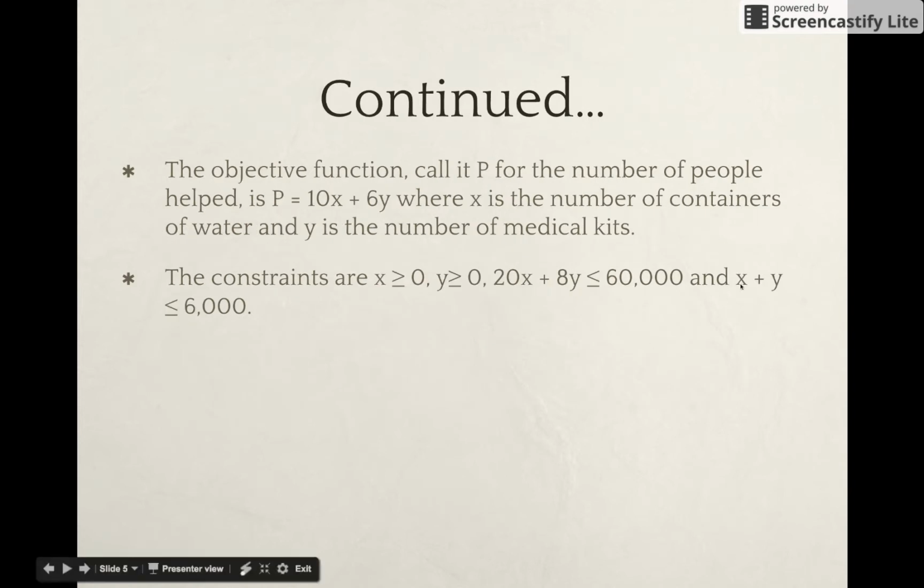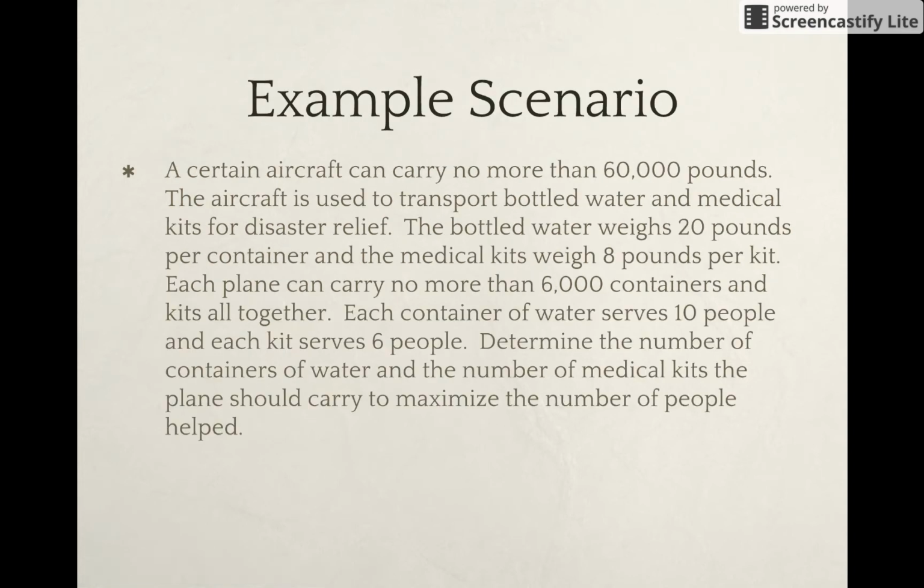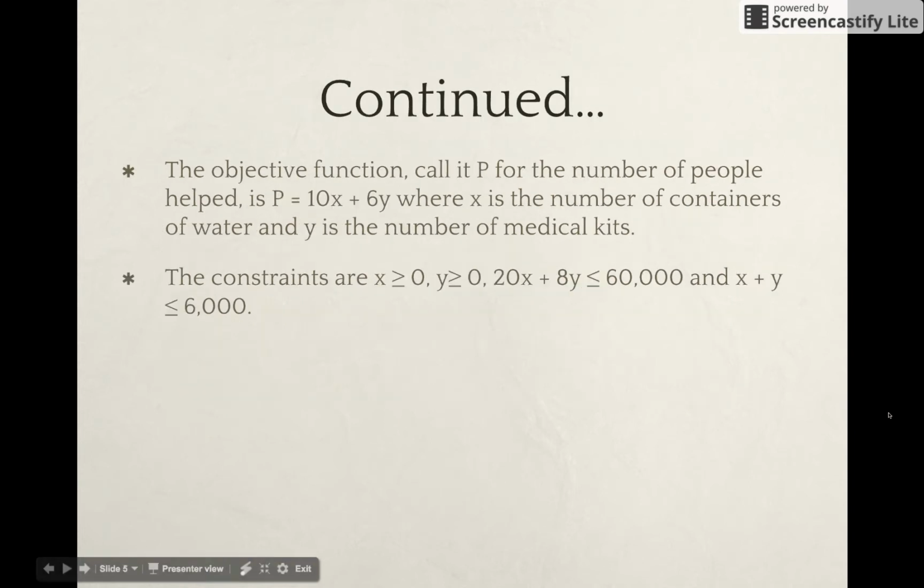The fourth constraint is x plus y is less than or equal to 6,000. I'll toggle back here to remind us of where this comes from as well. Each plane can carry no more than 6,000 containers and kits altogether. So that's both containers and kits. The sum of the number of containers of water and the number of medical kits has to be less than or equal to 6,000.